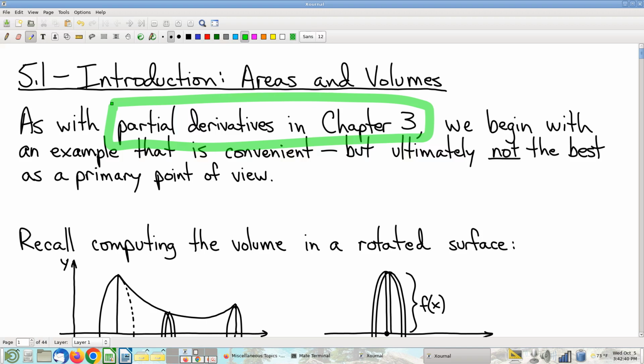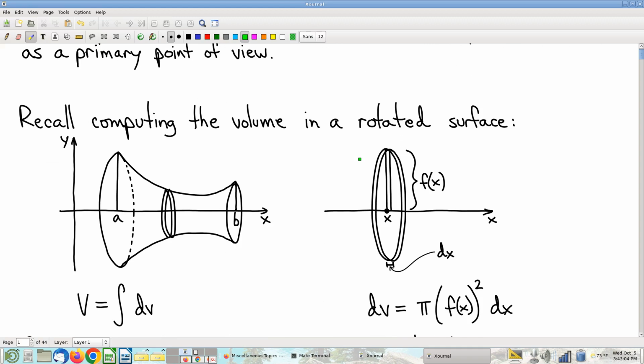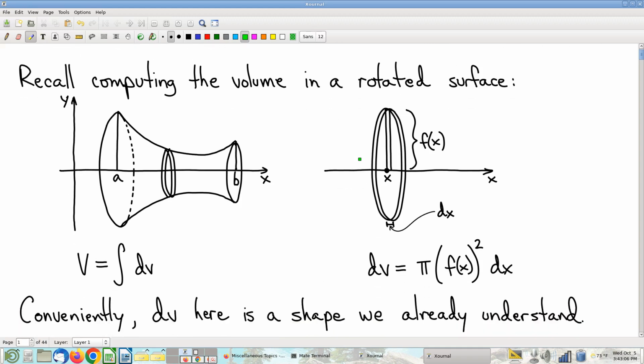Okay, so we're going to do something similar now here with integrals. The very first example of an integral in multivariable that I'm going to show you is useful, necessary, and really not the way you should be thinking about integrals. So we have to do it this way, but again, don't hang your hat on this point of view that we're going to do here. And I'll explain why.